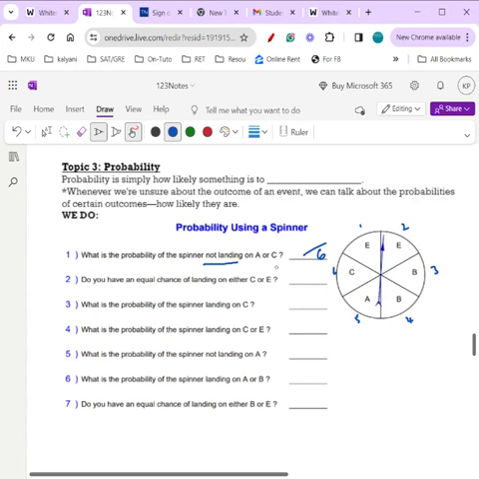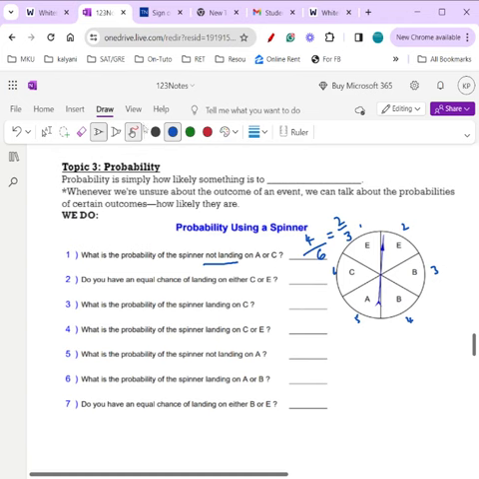Not landing on A or C, so I'm going to skip A or C. Now see how many of the other ones there are. So E, E, B, and B. There are 4 of them. So 4 out of 6, or you can reduce it, it's 2 out of 3. That's the probability. So whenever you find the probability, first you count how many in total, and then you look at how many are going to be favorable. Favorable means how many can come out of it.